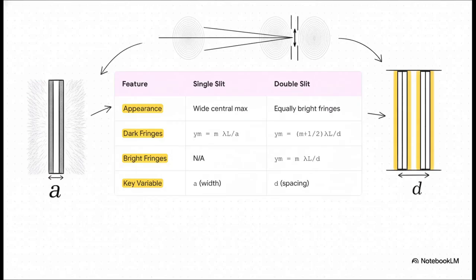And this is where things get really interesting. When we add a second slit, the whole game changes. Instead of that one wide central band, we get a whole series of equally bright and equally spaced fringes. The formulas change too, and notice this. The key variable shifts from a, which is the width of the slit itself, to d, the distance between the slits. This is our first big clue that the arrangement of the light sources is what really starts to matter.